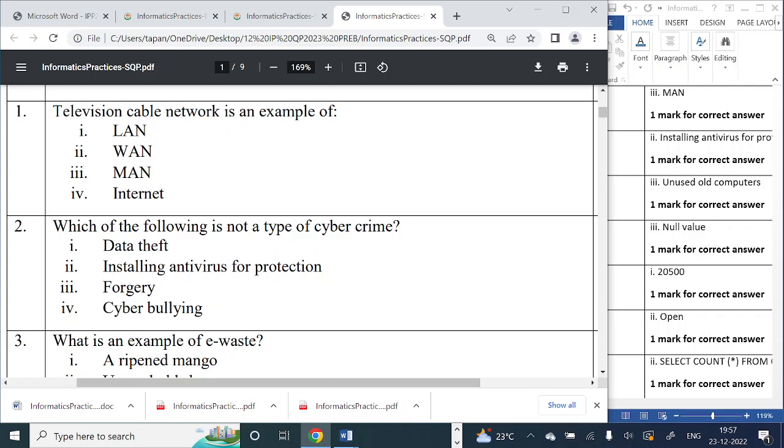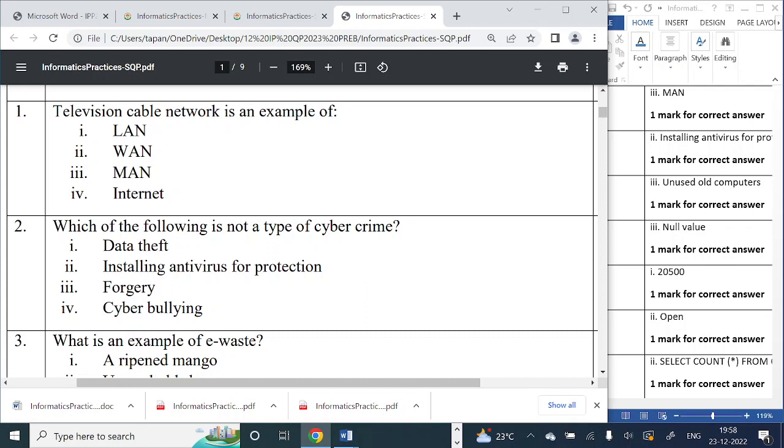So let us start solving the question paper. Television cable network is an example of LAN, WAN, MAN or internet. So here you all know that television cable network is MAN because in a city you are using this. So it is an example of MAN. If it is in an office or school, it will be LAN, and WAN is worldwide or interstate, intercity, that will be WAN. So this answer will be MAN.